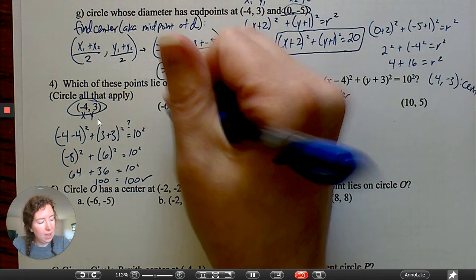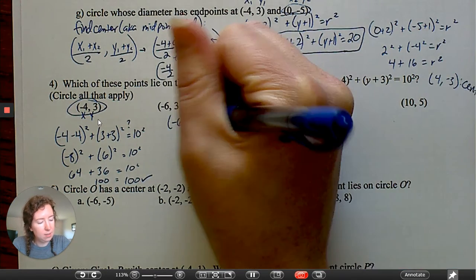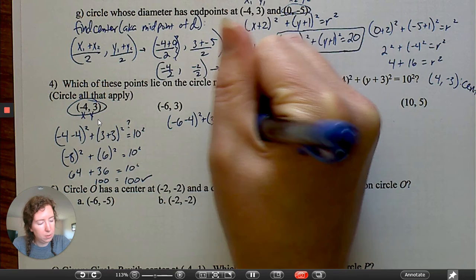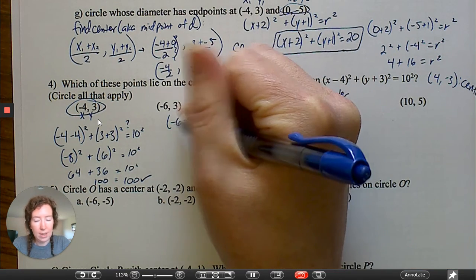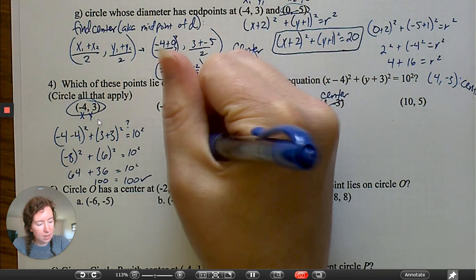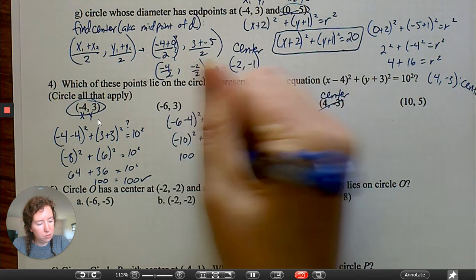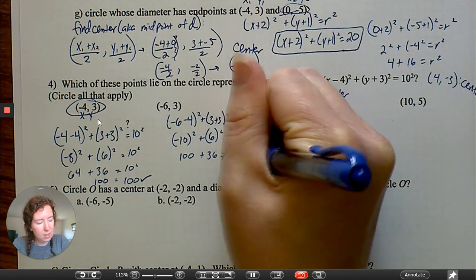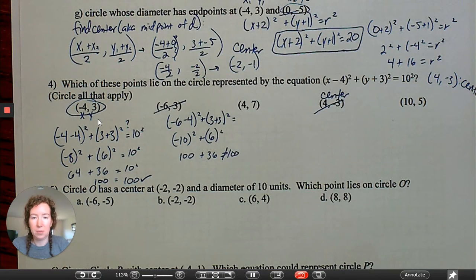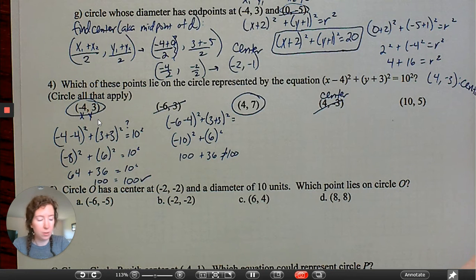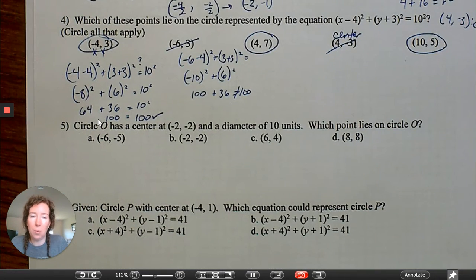Let's look at this one. If I have -6 minus 4 squared, plus, again, 3 plus 3 squared, we want to know, does that equal 10 squared? -6 minus 4 is -10 squared plus 6 squared. So 100 plus 36 does not equal 100. So that one doesn't work. The coordinate 4, 7 does work, as does the point 10, 5. Okay?